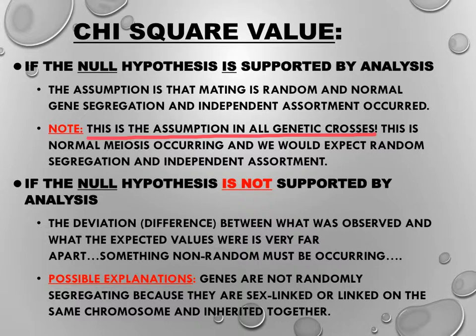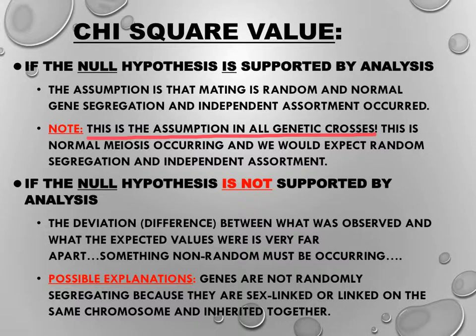Now, if your null hypothesis is not supported by your chi-square analysis, it means that the difference between what was observed, so the numbers you counted, and what was expected, the numbers you went in thinking that you would see, are really far apart. There is a very big difference. That suggests that something non-random must be occurring. The difference in number is caused by something more than just your parents mating with whoever they got attracted to and the genes and chromosomes moving around independently.